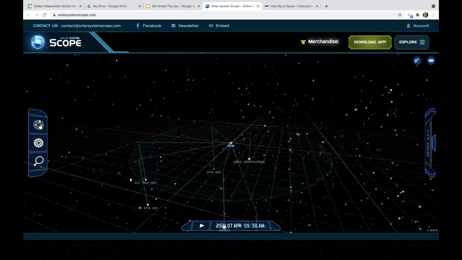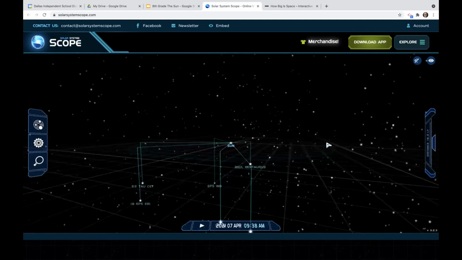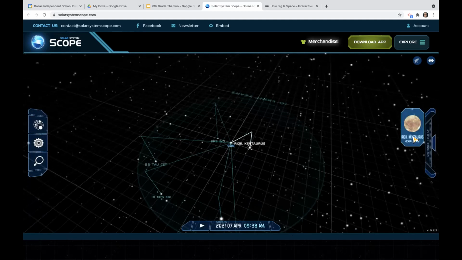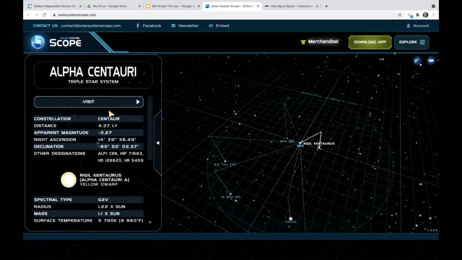So just keep that in mind when you're looking at some of these names for the stars, but you can see some of those other ones, and then you can even visit those stars and get information about them as well. So you can see Alpha Centauri, also known as Rigil Kentaurus, and it's a yellow dwarf star. So you can visit this website on your own to explore other stars near our solar system.